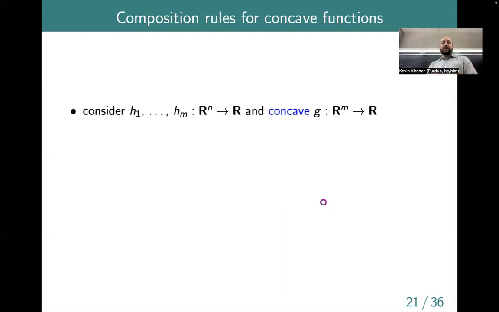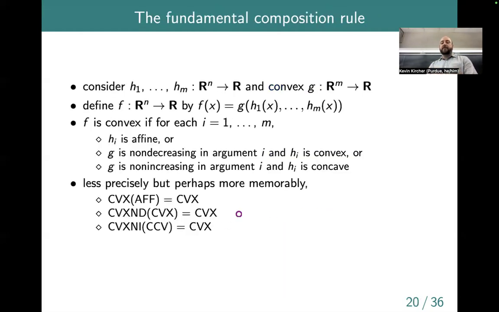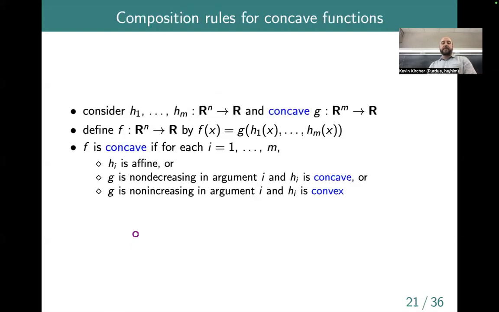And so you could write down more memorable kinds of rules like this for concave as well. Interestingly, when we get the rules for concave functions, we replace convex everywhere with concave. So we flip the curvature property, but the monotonicity properties remain the same. So in the second rule, we still have non-decreasing. And in the third rule, we still have non-increasing. All right, so those are the general rules.